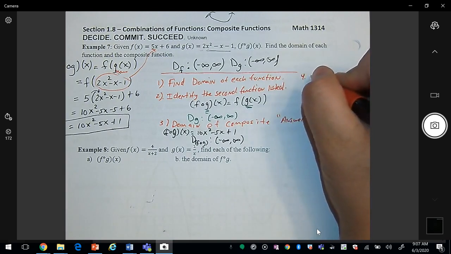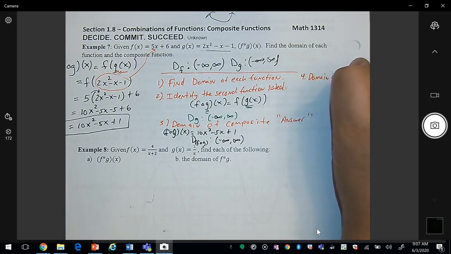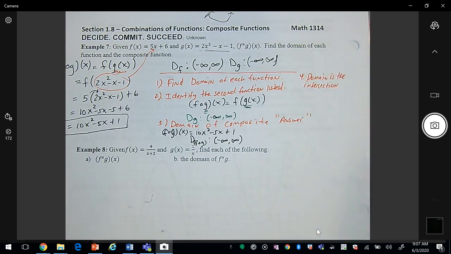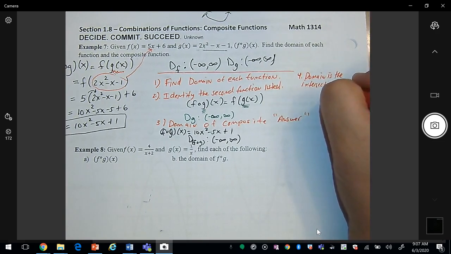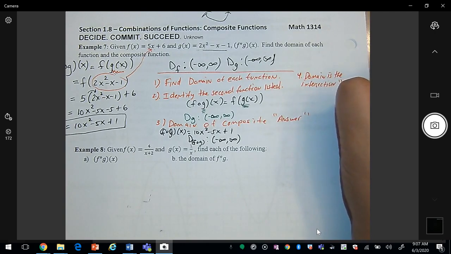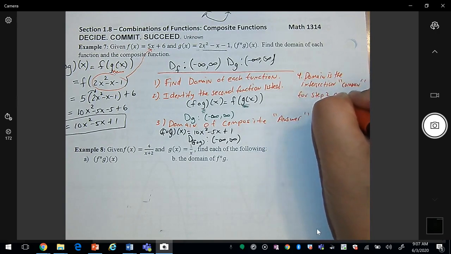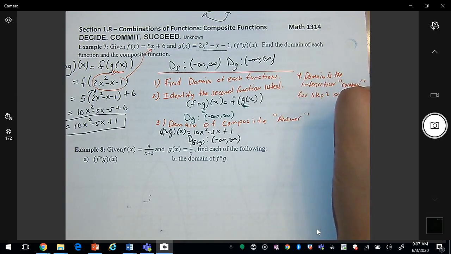So your domain is going to be the intersection. In other words, what they have in common for step 2 and step 3.